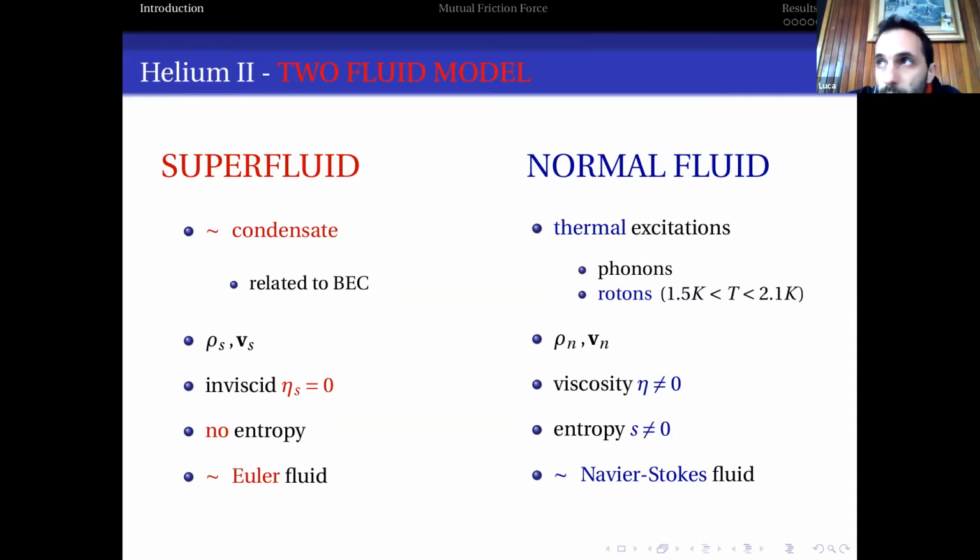Given the mean free path of the rotons in the temperature range we are interested in, the normal component can actually be considered and described as a fluid, and a fluid which has a non-vanishing viscosity and entropy. So it can be considered to all effects like an ordinary classical viscous Navier-Stokes fluid.